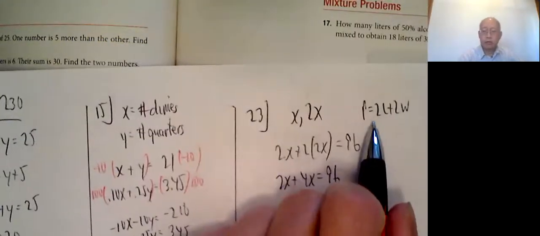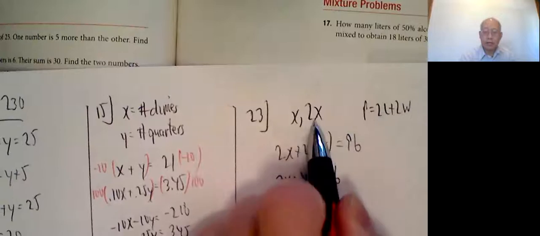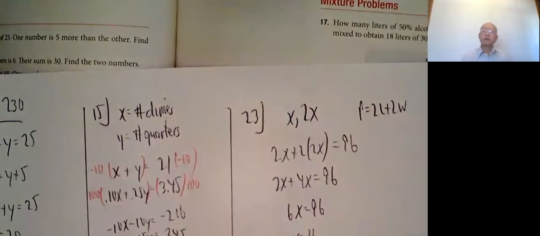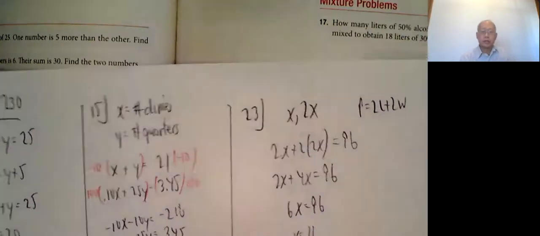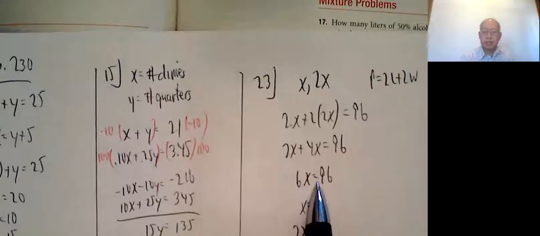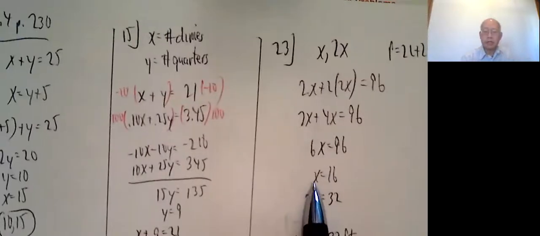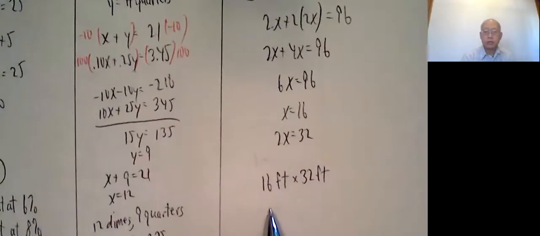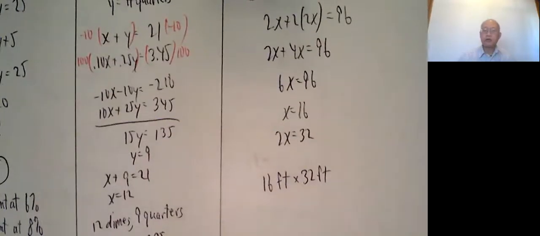So the formula for perimeter is 2L plus 2W. We know they're x and 2x, so 2 times x plus 2 times the other side, which is 2x, equals the 96. So 2x plus 4x equals 96. 6x equals 96. Divide by 6. X is equal to 16. 2 times 16 is 32. So they are 16 feet by 32 feet. All right, and that was section 4.4.